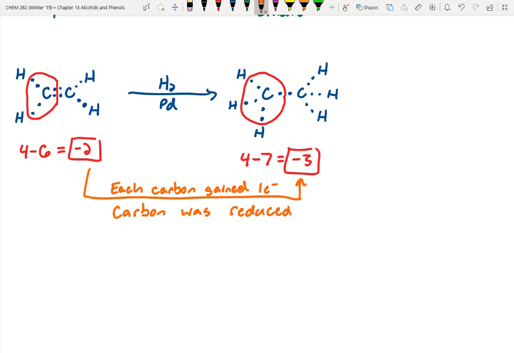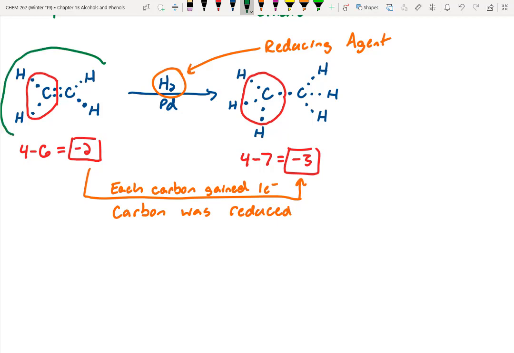All right, what's the reducing agent? Yeah, that's the big thing people mix up, is that this is the reducing agent. It's the thing helping the carbon get reduced. What's the oxidizing agent? This is going to be our oxidizing agent. The entire molecule. Oops.